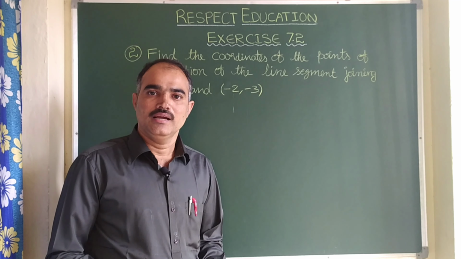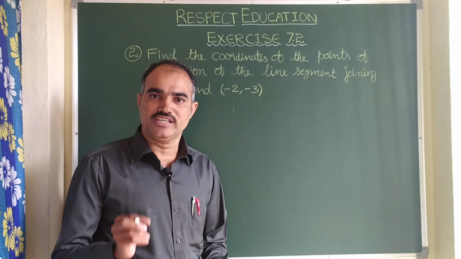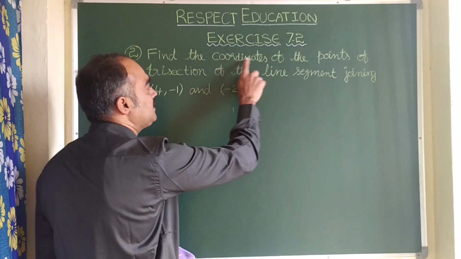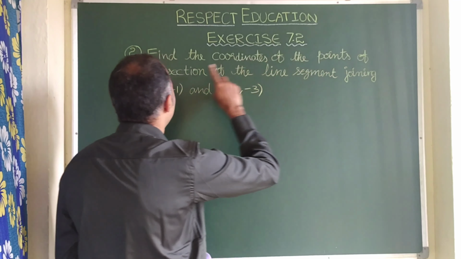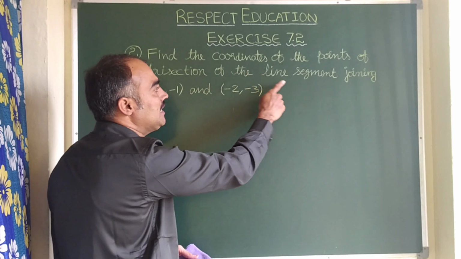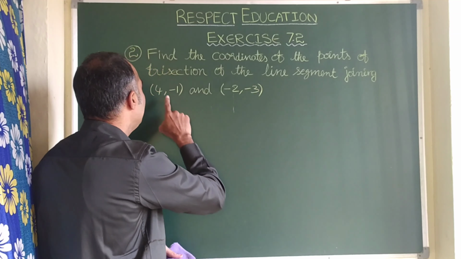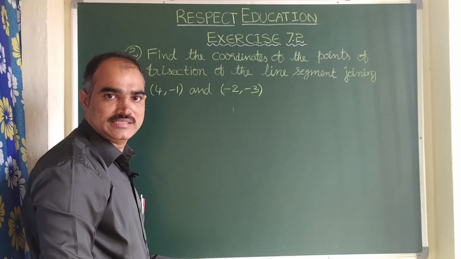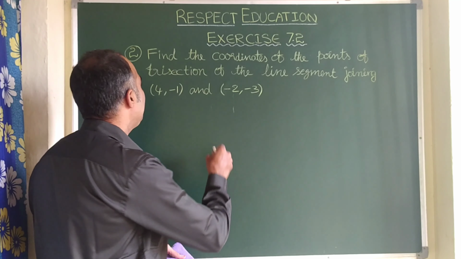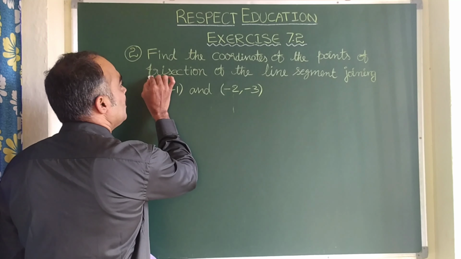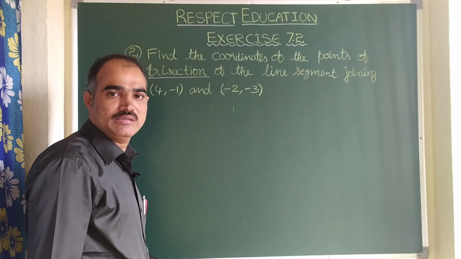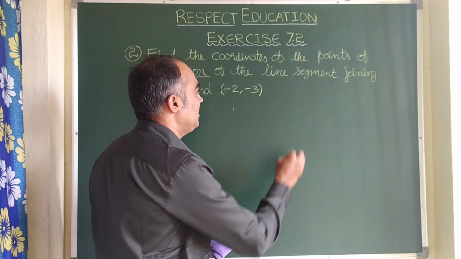Now let us see the next question, that is question number 2. Find the coordinates of the points of trisection of the line segment joining (4, -1) and (-2, -3). See here, the important point is the points of trisection. Let us see what is the meaning of trisection first.